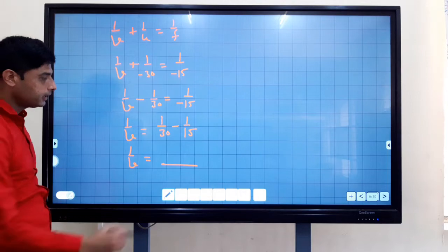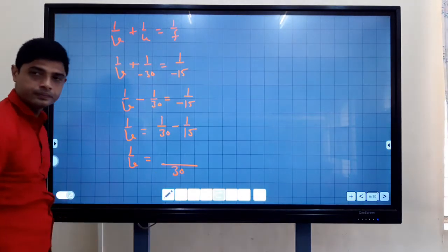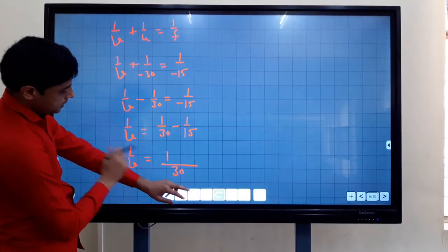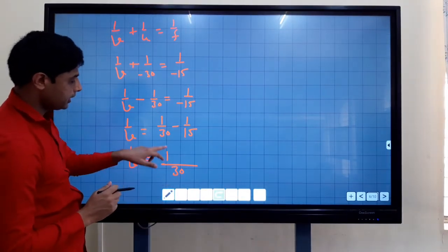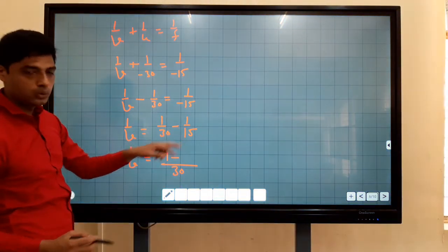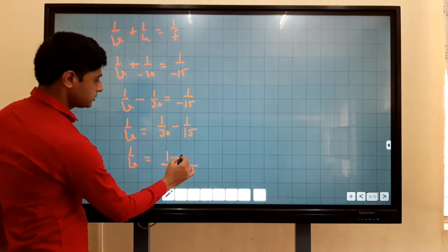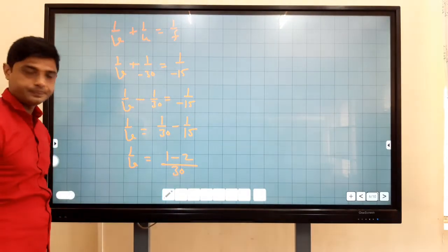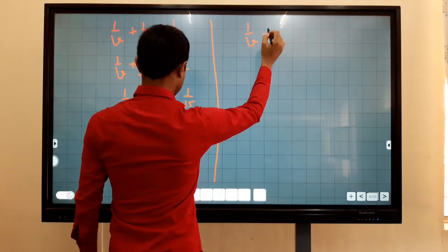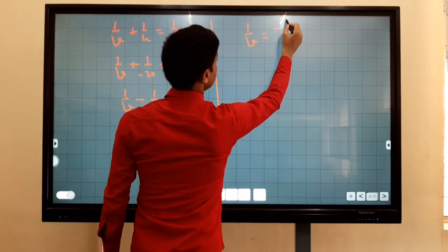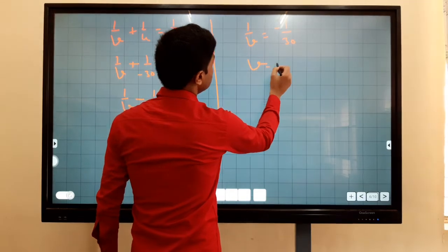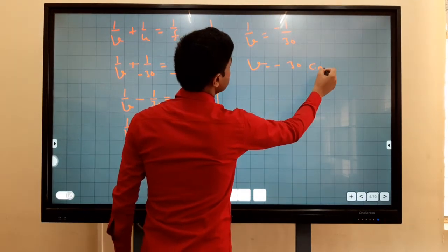LCM is 30. 30 divided by 30 is 1, and 1 multiplied by 1 equal to 1, and 30 divided by 15 is 2, and 2 into 1 is 2. Okay, it means 1 upon v equal to minus 1 upon 30. So v equal to minus 30 centimeter.